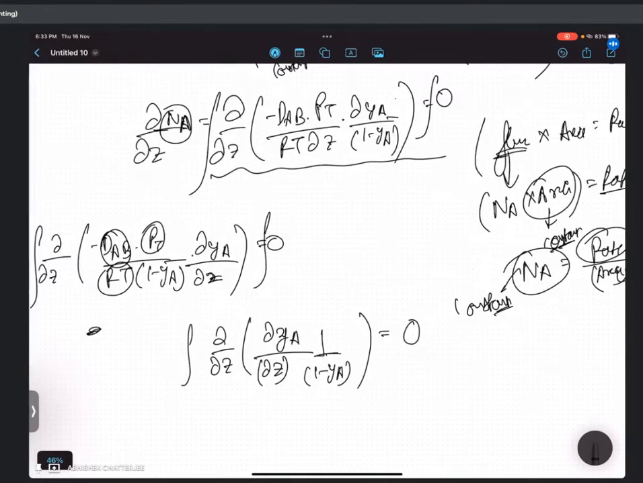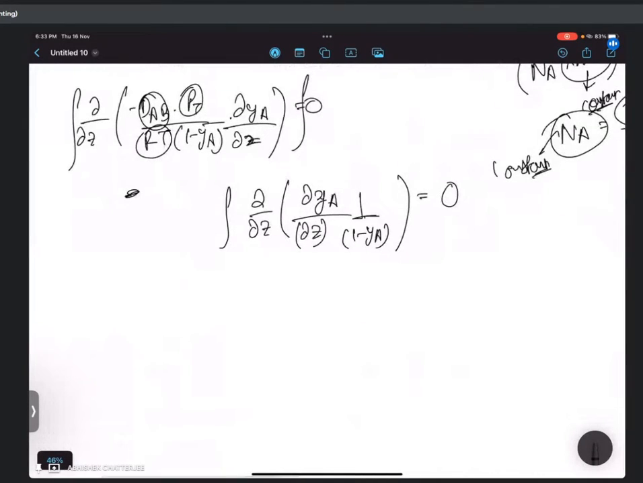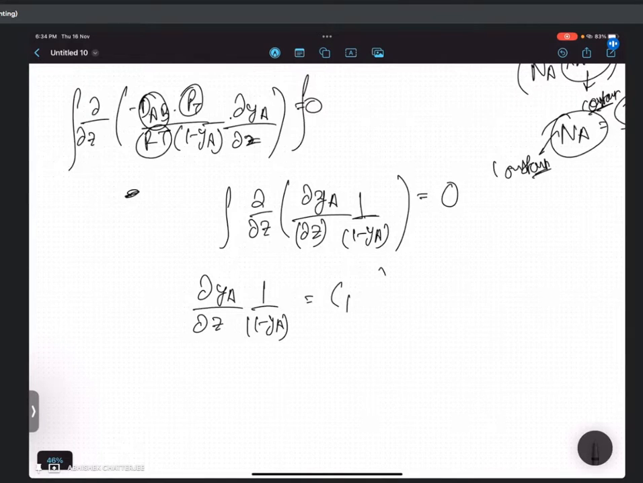Clear? Now suppose you want to integrate it on both sides. If you integrate both sides, you will get ∂/∂z of (∂ya/(1 − ya)) equals c1, where c1 is the constant of integration. Once you have integrated it, ∂ya/(1 − ya) will be equal to c1 ∂z.